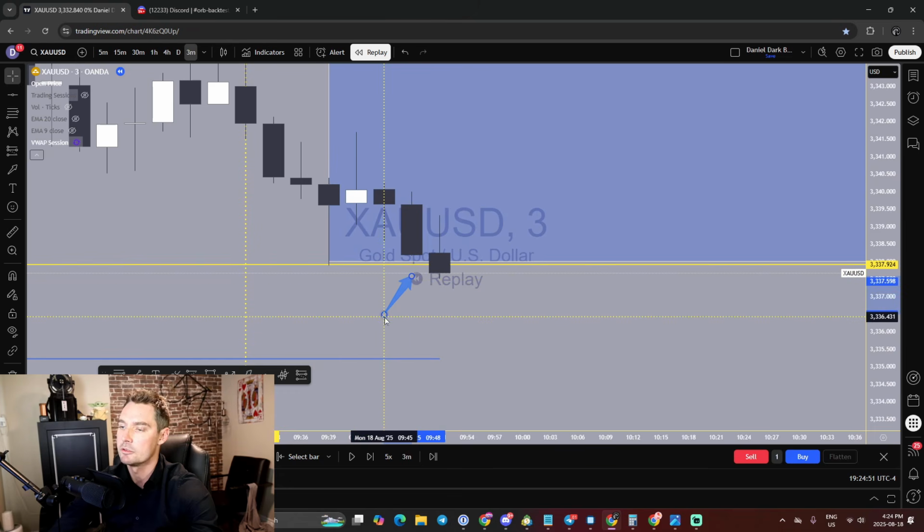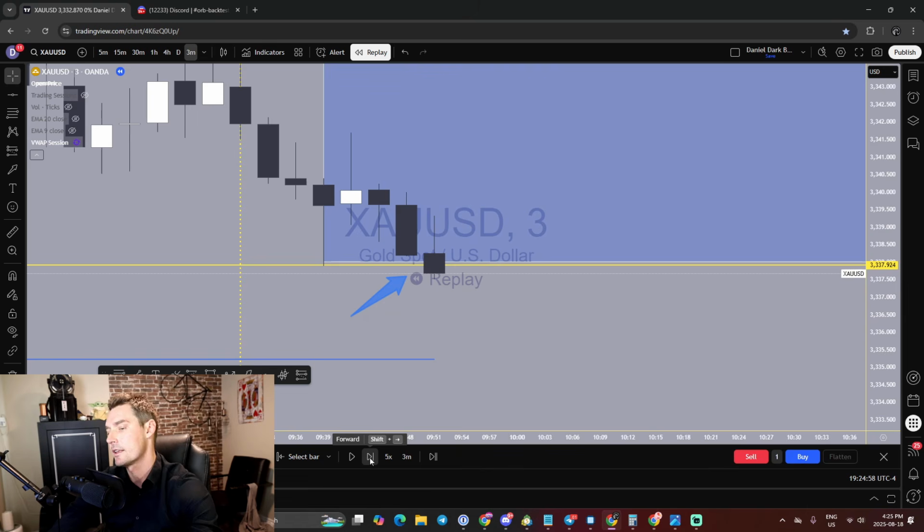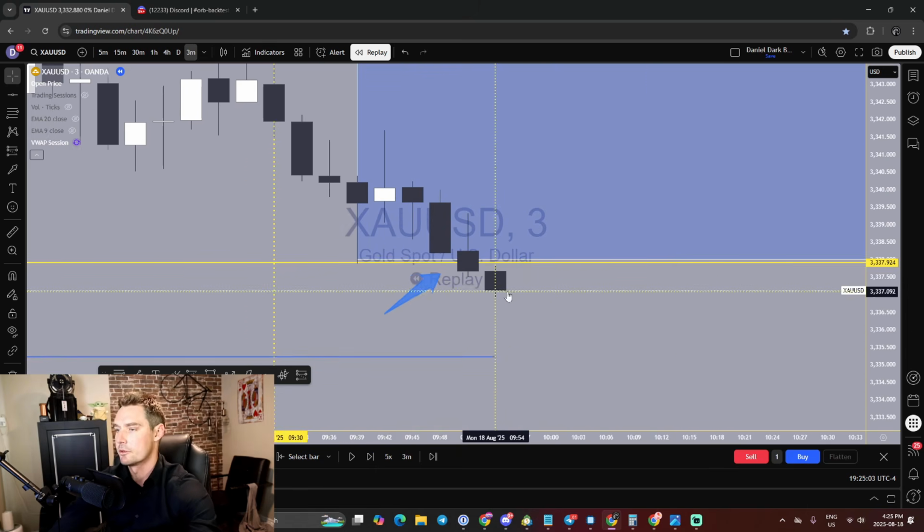Now, all we need to enter a trade is one more 3-minute candle close below this line, and we are good to go. So let's see if we get that on the next candle. Boom. So that is the execution market order event.